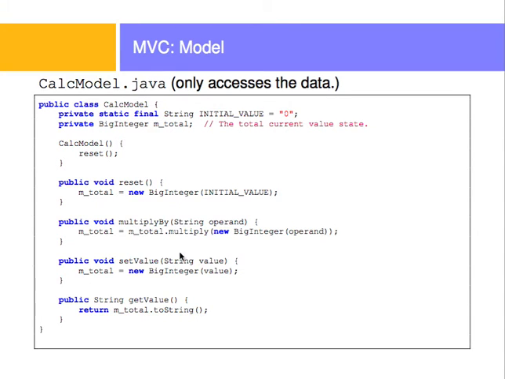Why am I using strings? Well, because at some point I do all my operations with big integers, but I return and receive strings, because that's what the view is going to send me. That's what the controller is going to send me. Now, in this particular case.